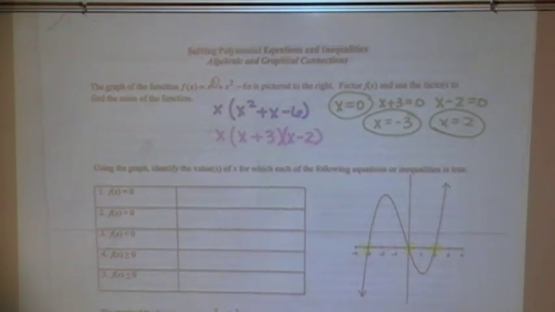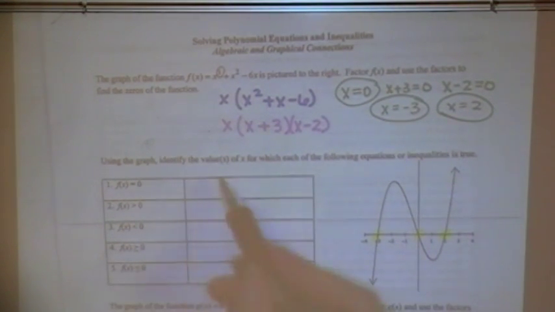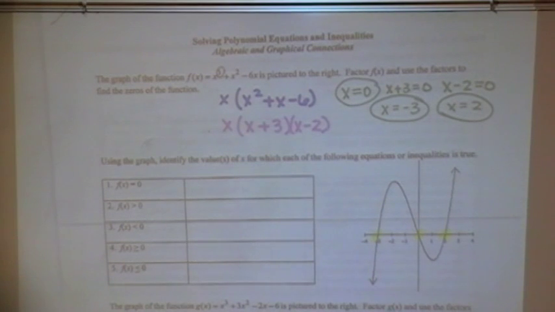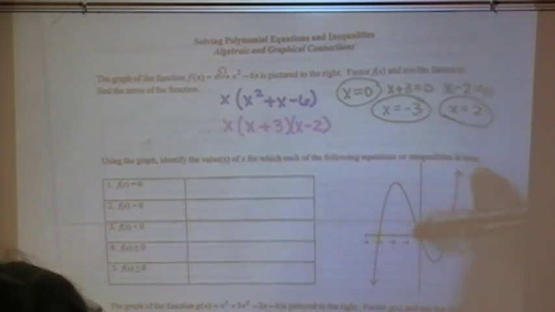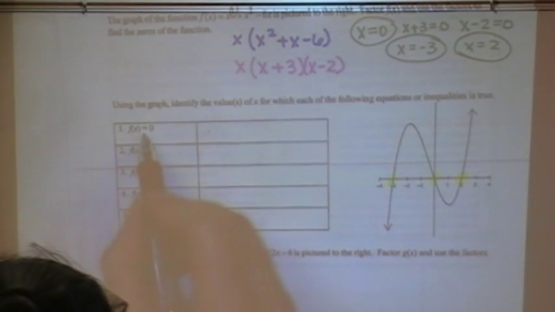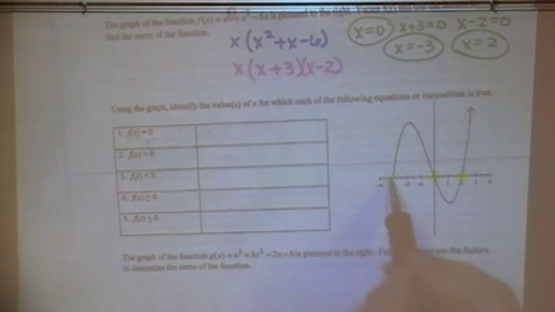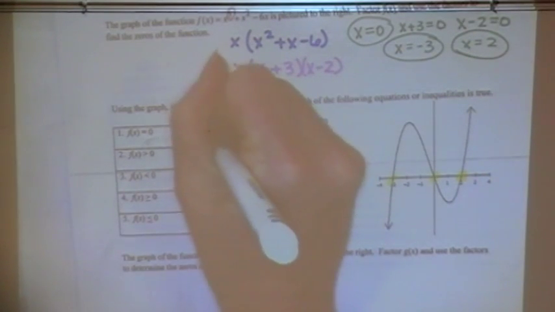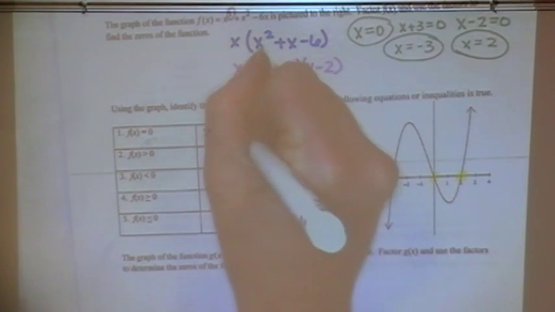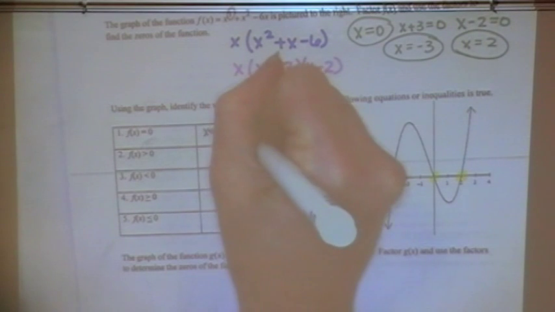Okay, so then the next thing it's asking me is to identify where the following things are true. The first thing it asks is where the function equals 0. Well, we already identified the 3 places that the function equals 0. It equals 0 at x equals -3, 0, and 2.